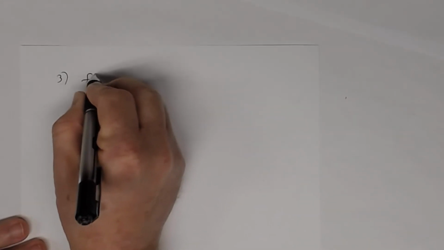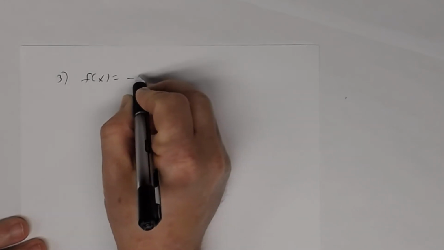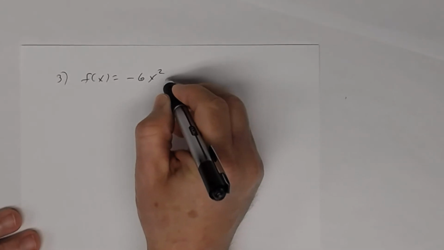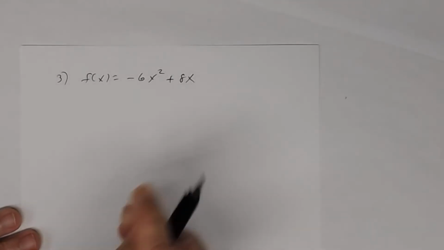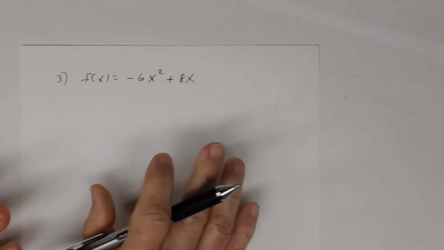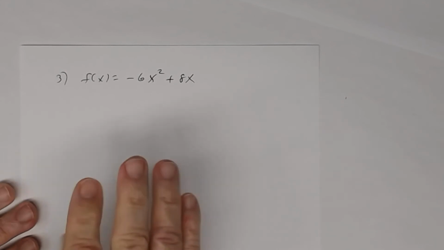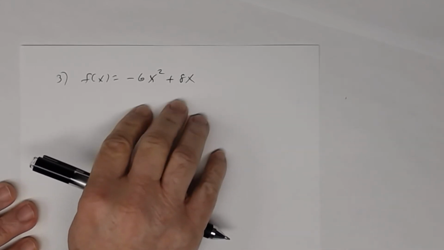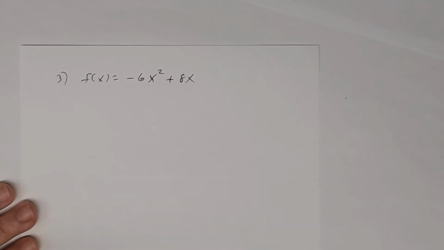So let's look at number 3. Let's suppose we had f of x is equal to negative 6x squared plus 8x. Now remember, on your test or quiz, the function will be quadratic. To let you know now, it will probably be quadratic.